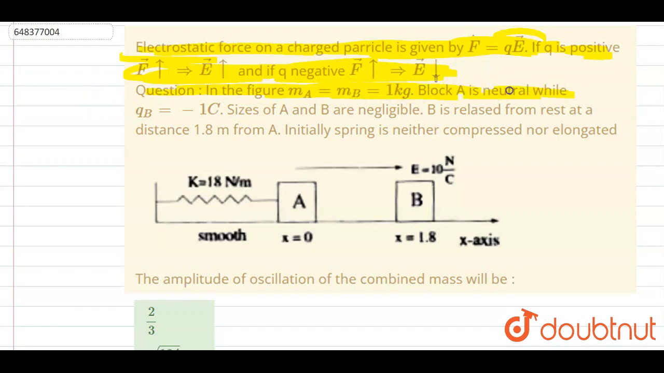The question is, if the mass of A equals mass of B equals 1 kg, block A is neutral, while block B is having minus 1 coulomb charge. The size of A and B are negligible. If B is released from rest from a distance 1.8 meter from A, initially the spring is compressed or elongated. Then you have to find out the amplitude of oscillation of the combined mass, right?